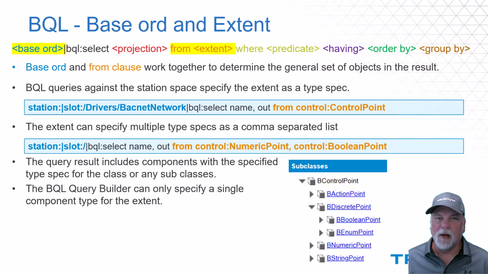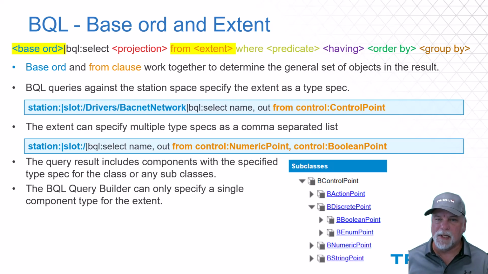To start off with, we're going to talk about the base ord and the extent, which are highlighted in yellow in that top line to indicate their position in the select statement. The base ord and the from clause, or the extent, work together when the BQL engine resolves that select statement, and it determines the general set of objects that will be returned in the result. Now, I mentioned before that we can query both the station space, the alarm, and the history space. So specifying the extent will vary a little bit depending on which space we're querying. In this case, we're talking about the station space.